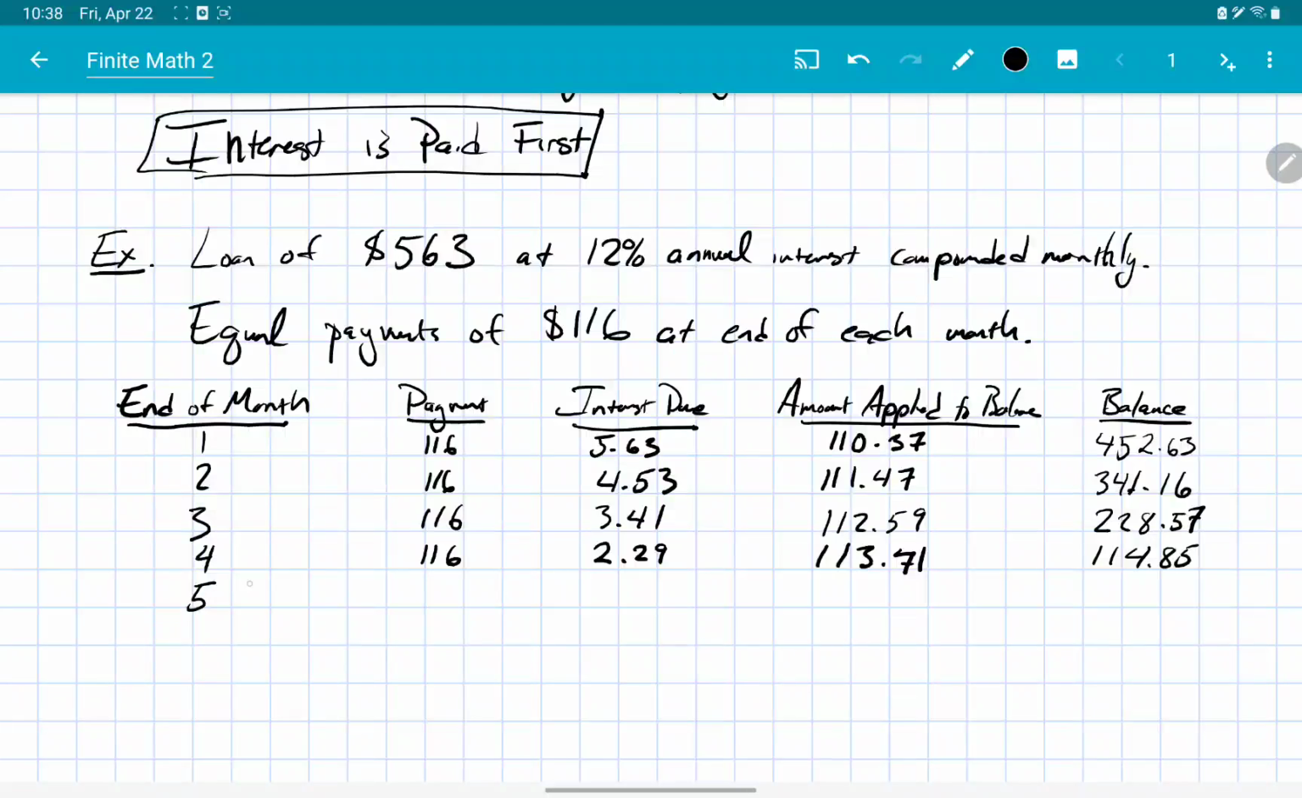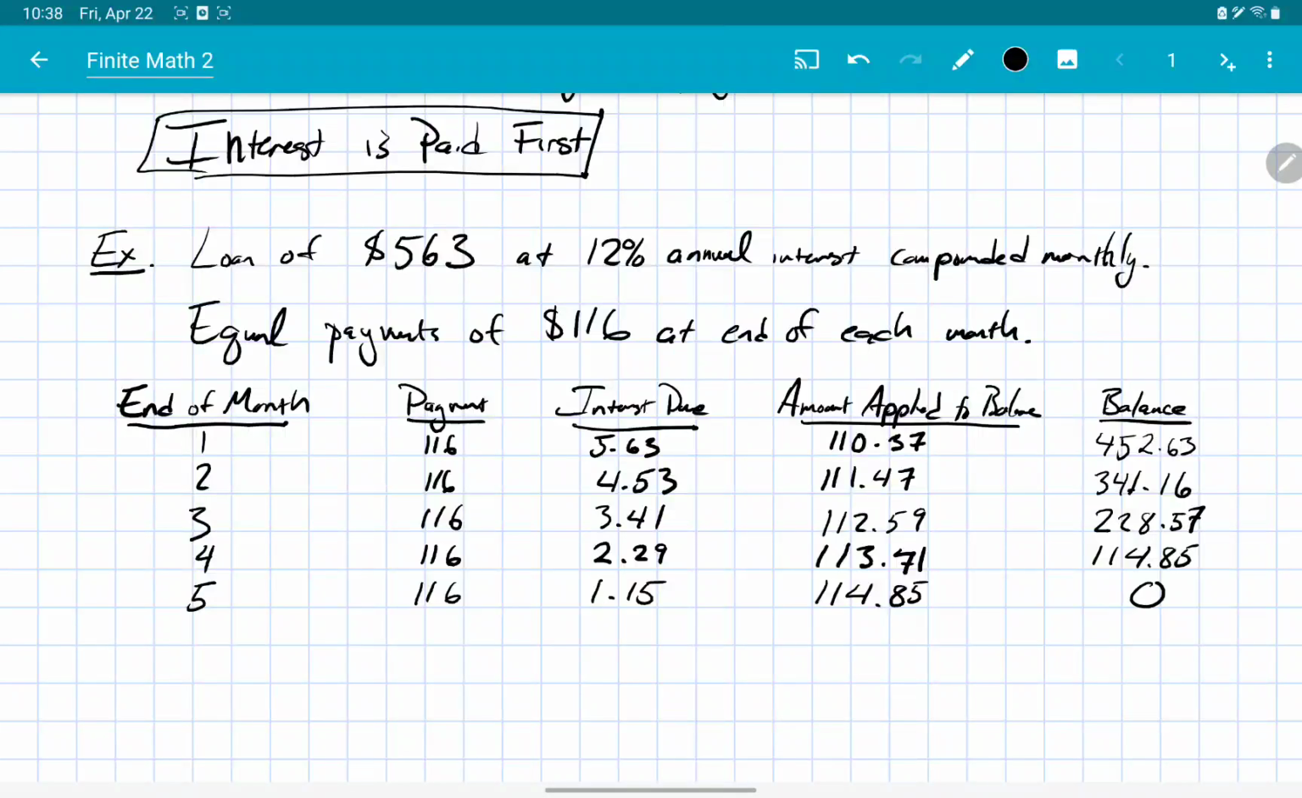And then we make a final payment of $116. Our interest due is now $1.15. The amount applied to the balance is the remainder, which is $114.85, and that exactly cancels out the balance.